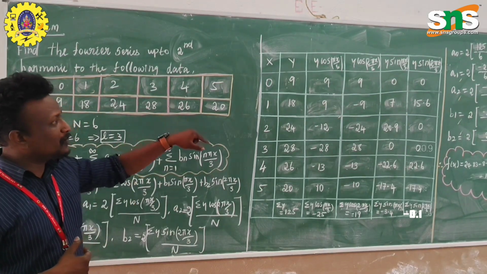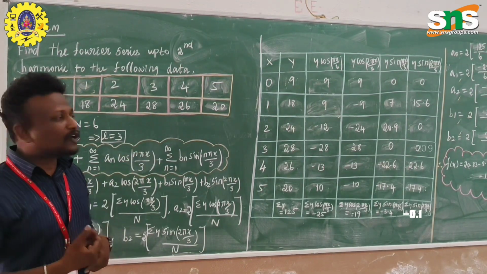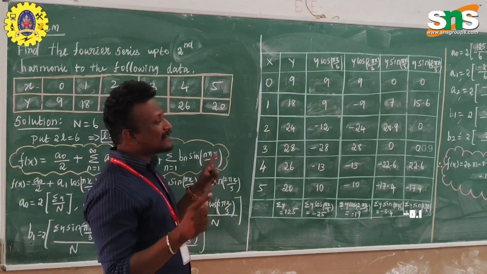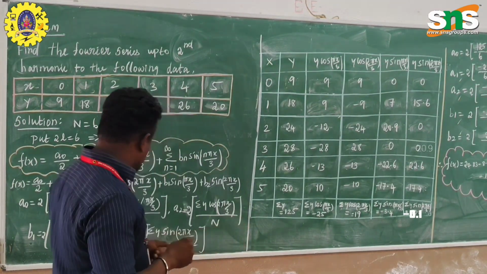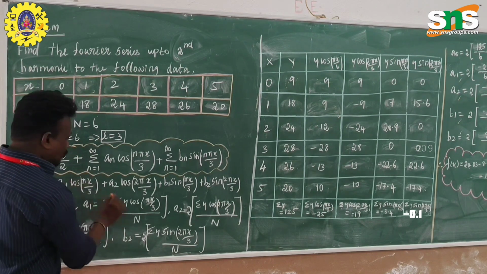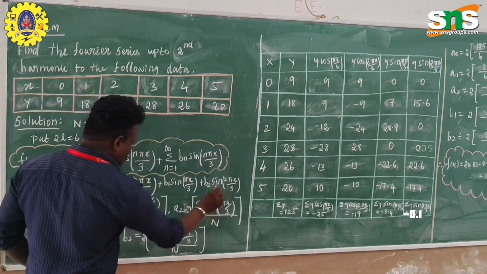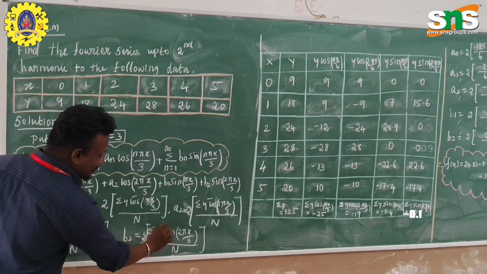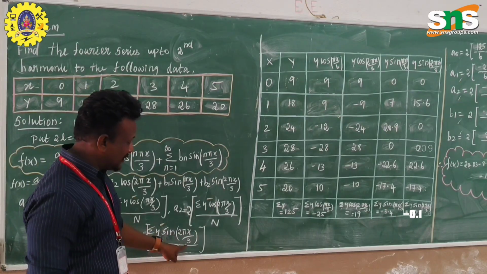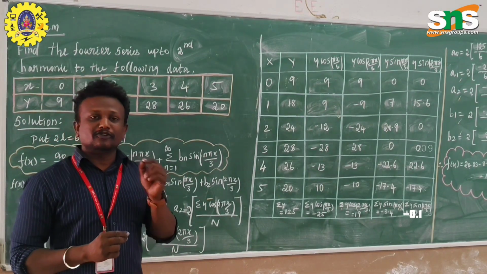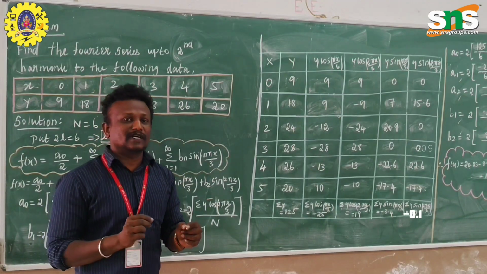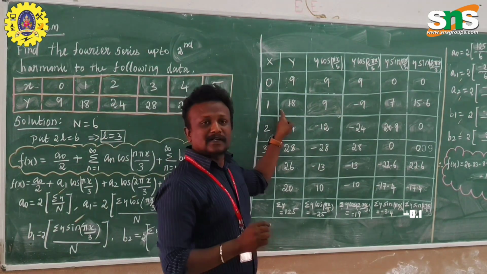So let us jump into the next step, where we are going to find the necessary results. To get the values of the Fourier coefficients, we require the summation of y, and these other terms, and the summation of y sine 2 pi x divided by 3. We require all these values in order to find the Fourier coefficients. So let us jump into step 2.